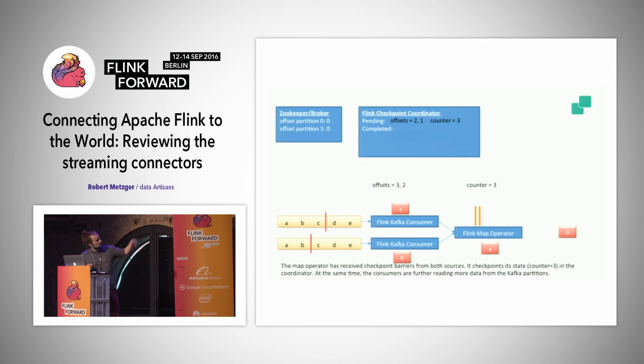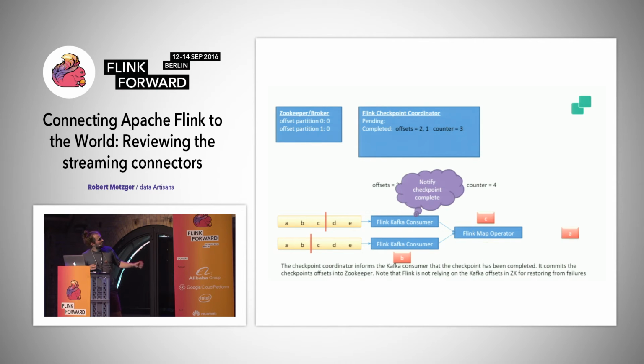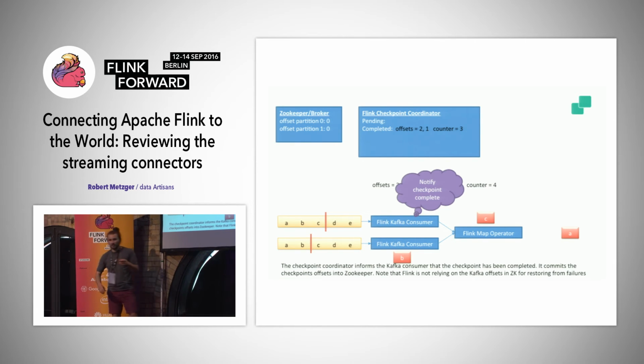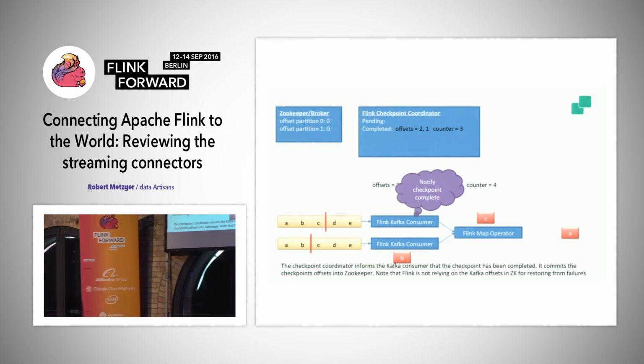So at that point, we have a completed checkpoint where the read position was 2 for the upper consumer and 1 for the lower consumer, and the count that is consistent with this is 3. Because if you think about it, if we have offset 2 here, offset 1 here, we should have seen 3 elements, and 3 is the count that we have.